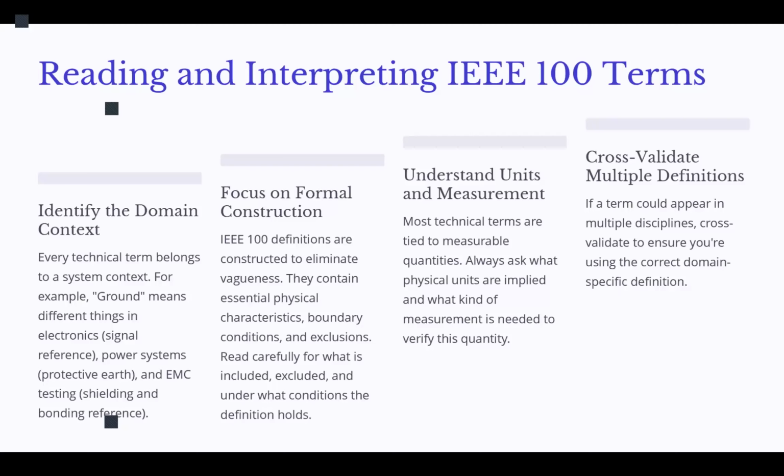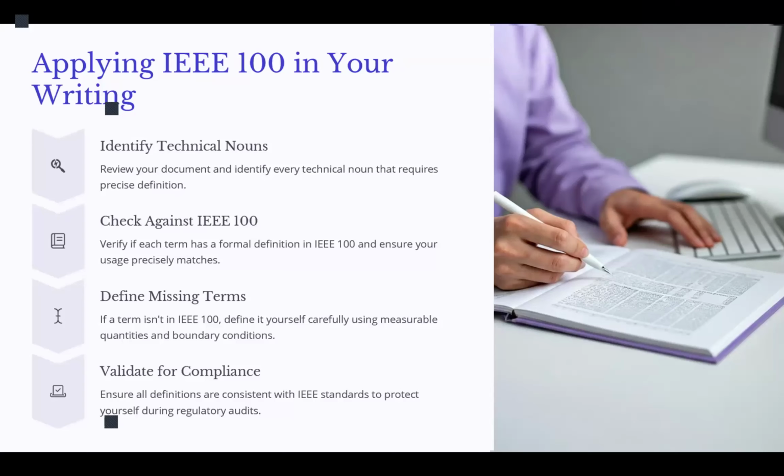Now, how you can apply IEEE 100 in your writing. So far we have seen why it's important. We discussed what is in that IEEE document. We discussed how to use it and basically the importance of it. Now let's see the step-by-step process that you can use to apply that IEEE 100 standard in your writing, in your design. This is basically a cheat sheet.